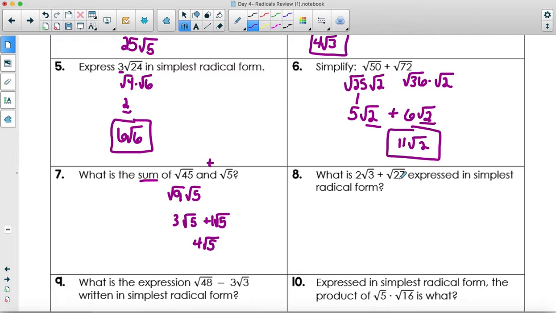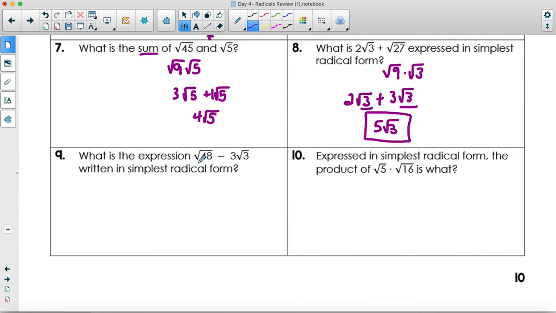This one, I'm adding again. They need to be like radicals, so I'm going to rewrite radical 27 as radical 9 times radical 3, and the square root of 9 is 3. So that radical 27 breaks down to 3 radical 3. I'm going to bring down 2 radical 3. I'm adding them. Since they're like radicals, I add the coefficients. 2 plus 3 is 5. And then you leave that like radical alone.